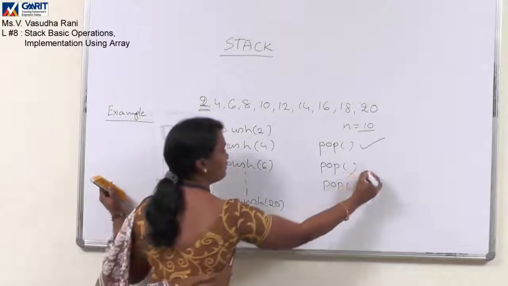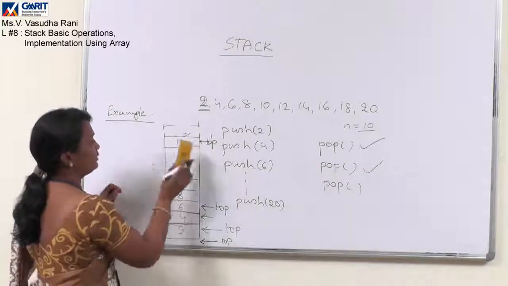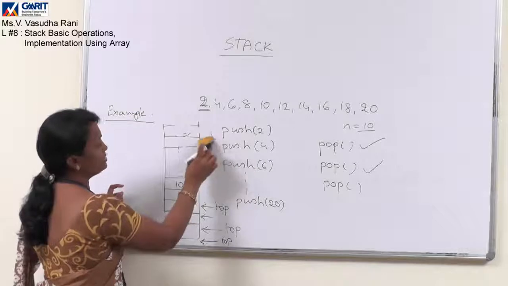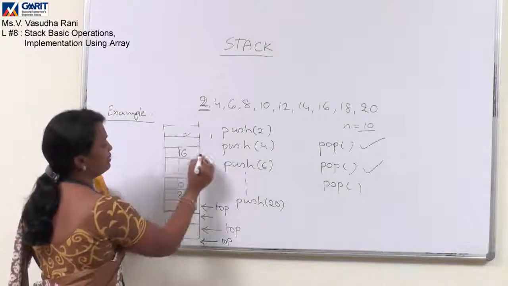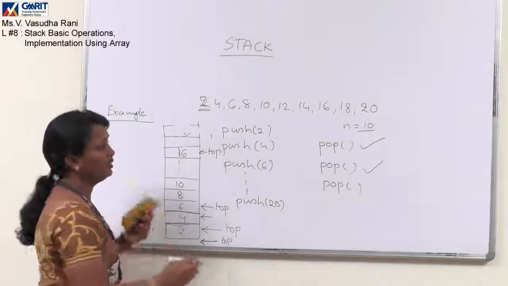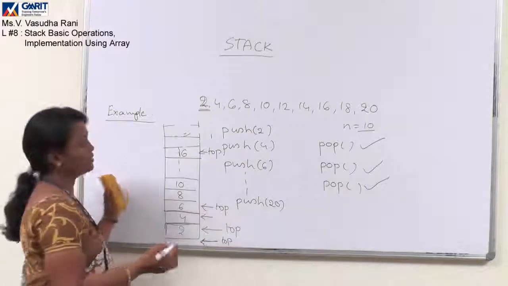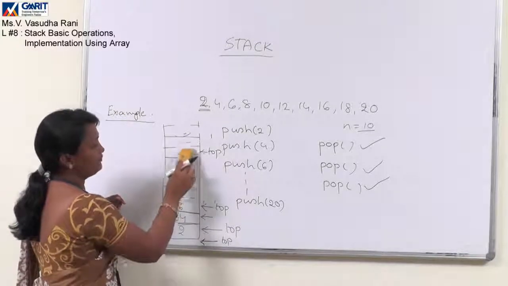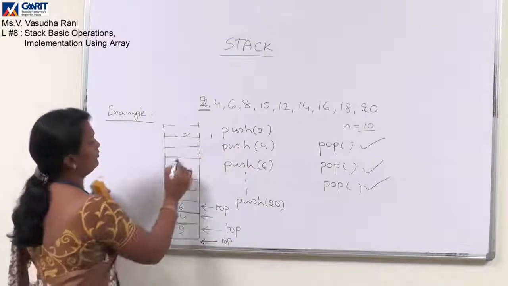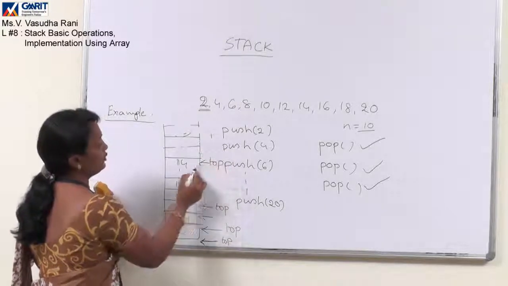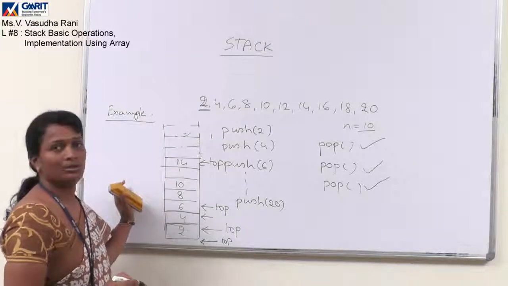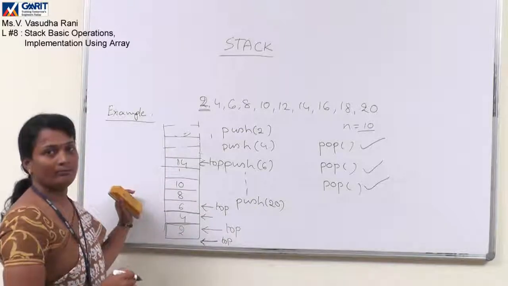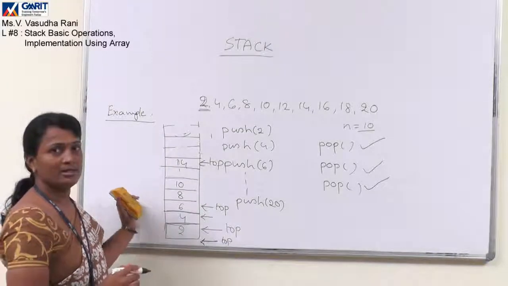Then your second pop operation refers to the top element 18. After the second pop operation, your 18 is no more on the top, your 16 will be on the top. And to perform the third pop operation, top is referring to 16. Now it is possible to delete this 16 through your top, and 16 is no more top, your 14 will become your top. So this is how you can perform push and pop operations for the given list of values in a stack data structure.